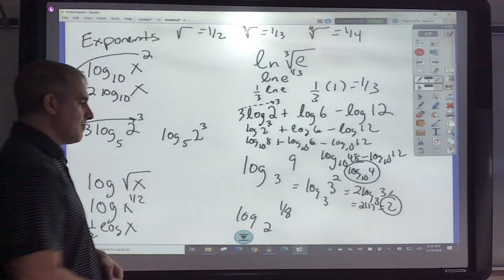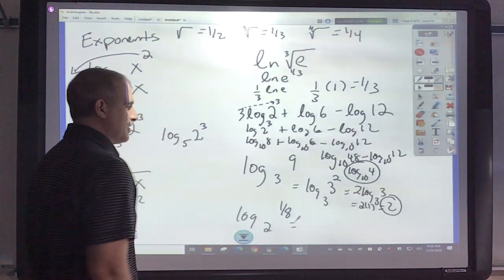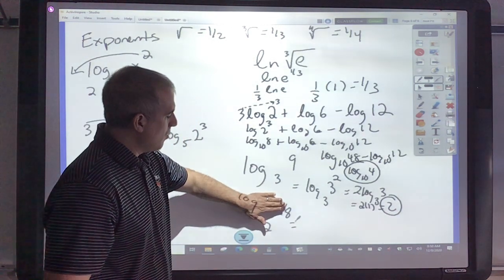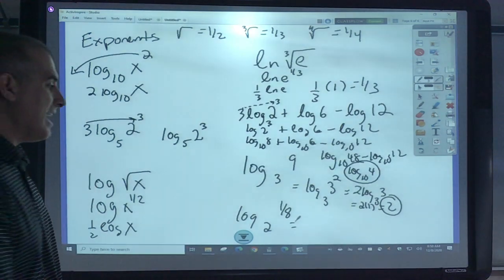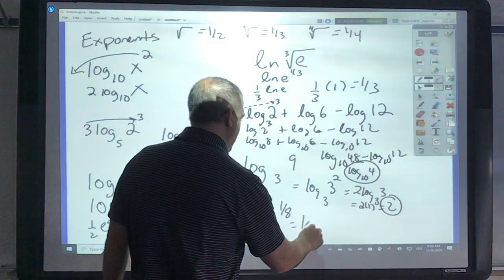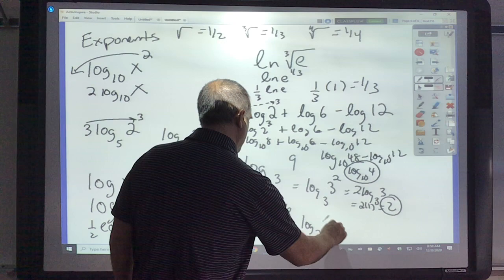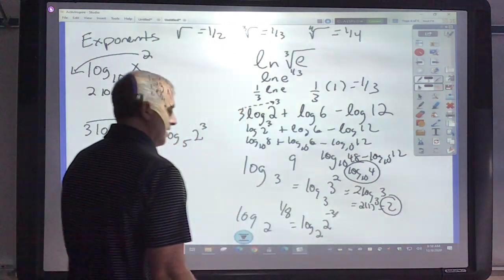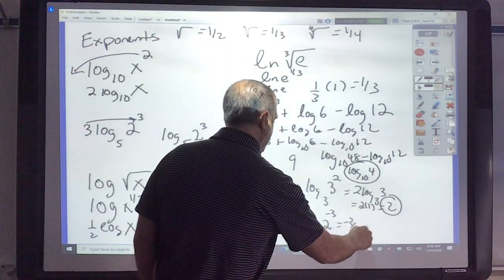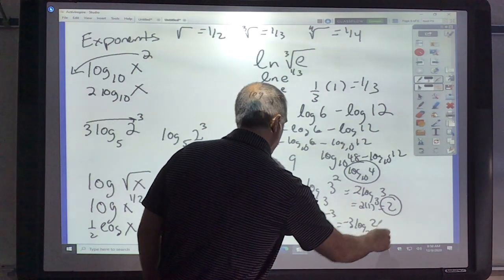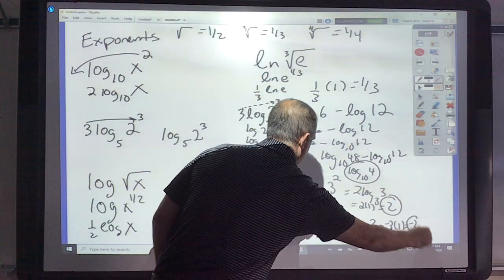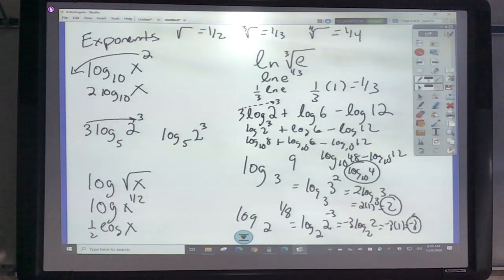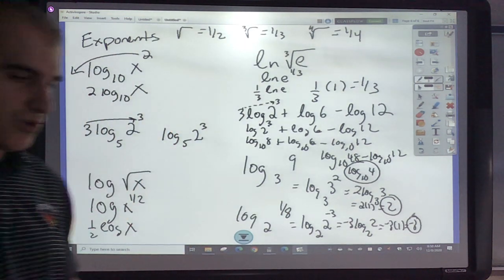The same thing here. I can rewrite this. Someone would say, Mr. Evans, I don't know about 1/8. Well, 2 to the 3rd power is 8. So when you see the fraction, I can just write that as 2 to the -3 power. So what does that allow me to do? Move that -3 down in front. We know that log base 2 of 2 is 1. -3 times 1 would be -3. So that's another little property that you can use.